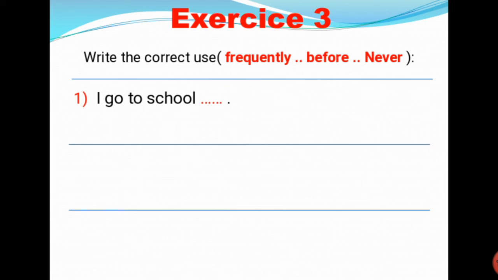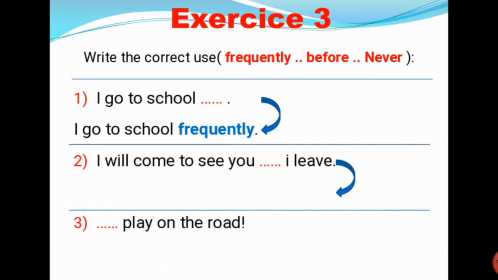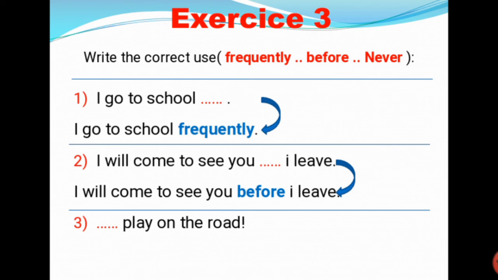The third exercise: write the correct use, frequently, before, never. I go to school frequently, or before, or never. Okay, I go to school. We go to school in routine. We will say frequently. Perfect. The second one: I will come to see you before I leave, or never I leave. I will come to see you before I leave, because we see here two verbs, I will come and I leave. We said two verbs in one sentence. Before I leave. Perfect. Play on the road. No, never play on the road.